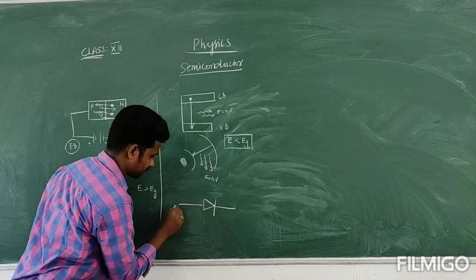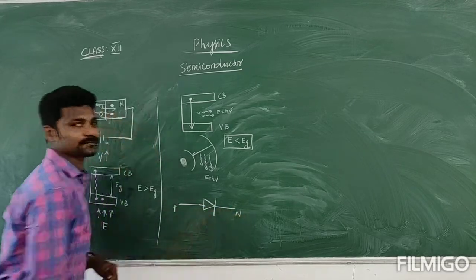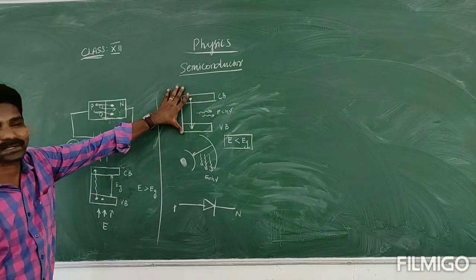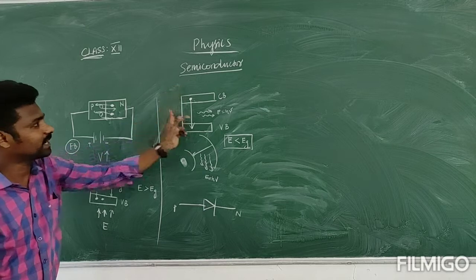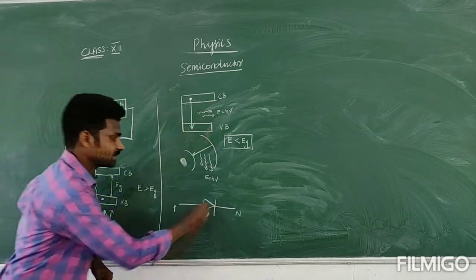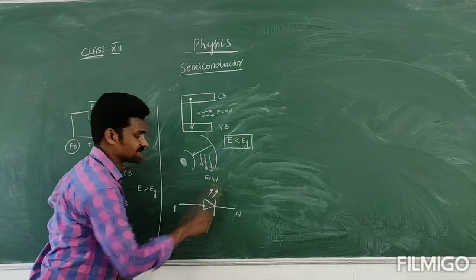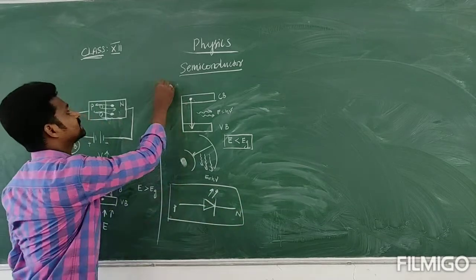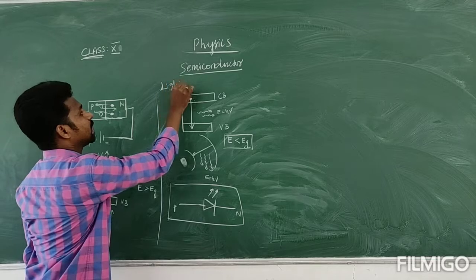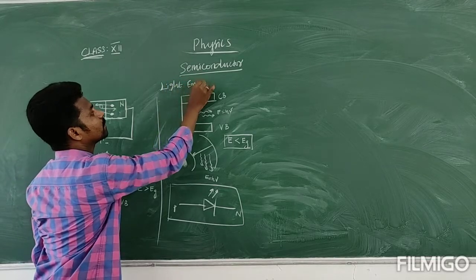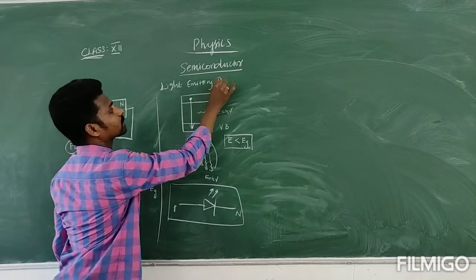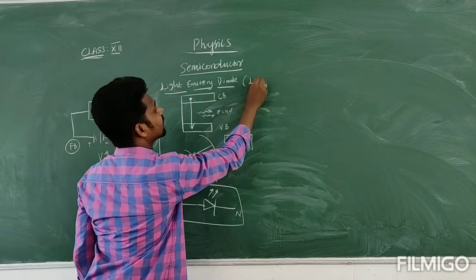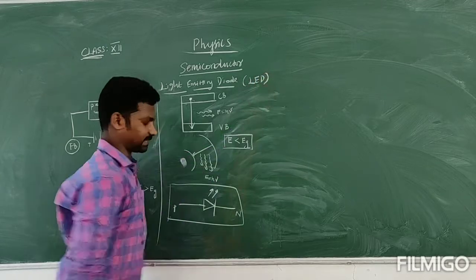Okay, P region and N region. But the same forward bias, if it happens here, what happens? Energy will be emitted as radiation, so photons will be emitted. So this is known as light emitting diode. This abbreviation we can say is LED, light emitting diode.